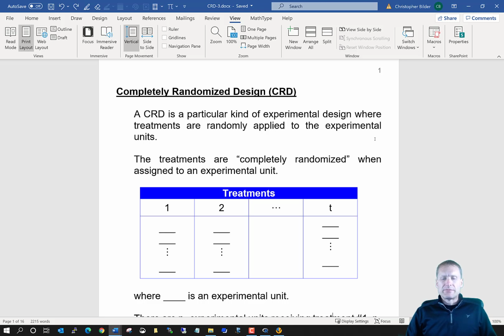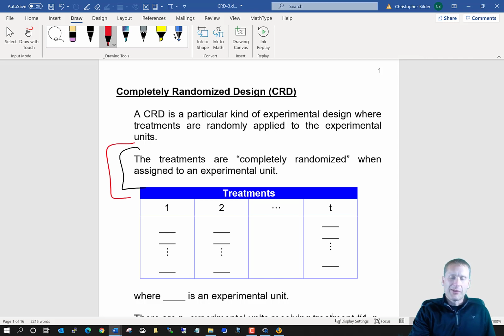CRD for short. This name simply comes from the fact that treatments, or in other words for us, factor levels, are completely randomized when assigned to an experimental unit.